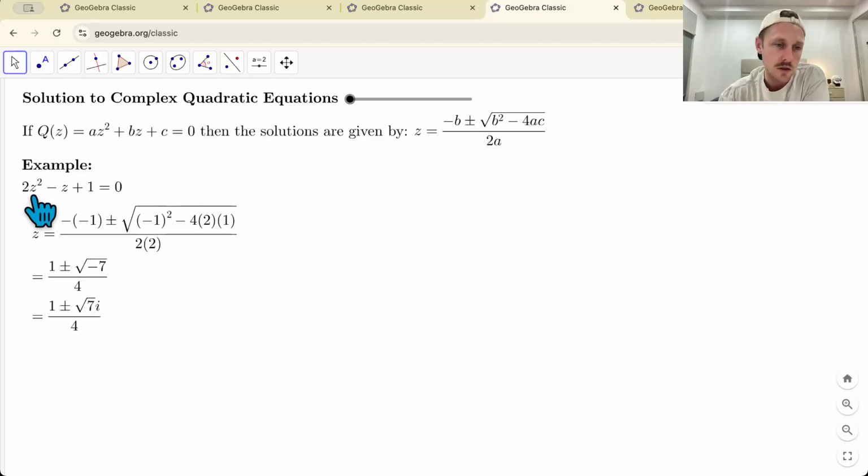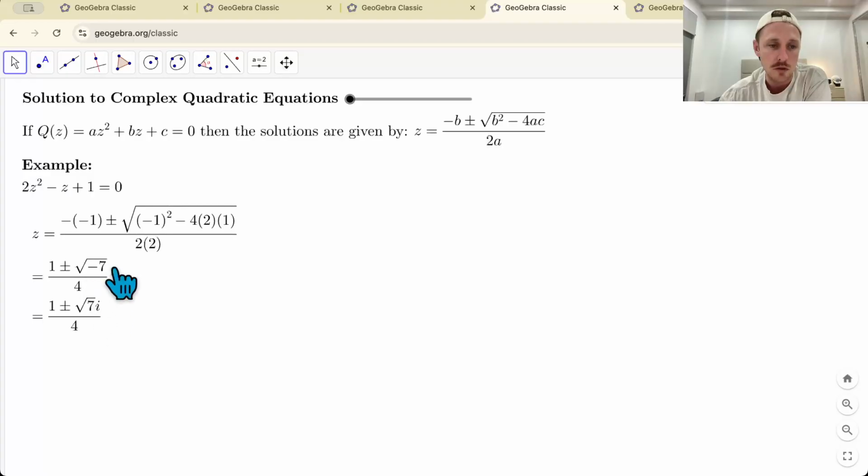And then if we just look at an example here, we've got 2z squared minus z plus 1 equals 0. So a is 2, b is -1, and c is +1. And then whack that all into the quadratic formula. You'll notice that now that this part's negative, because we're in complex number land, we don't have to worry about negative square roots, because here we'll get 1 plus or minus the square root of -7, but that's just plus or minus the square root of 7 times i, because we can include that imaginary unit now.